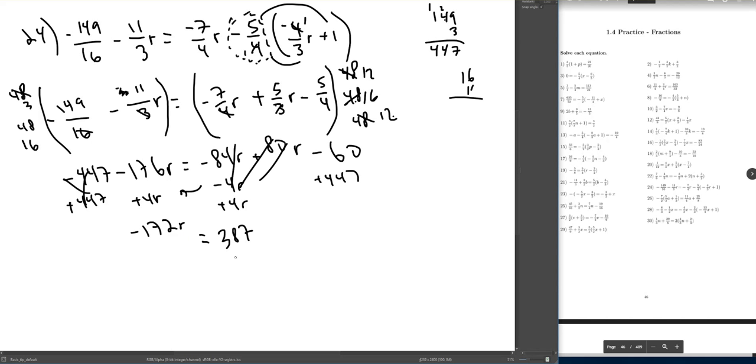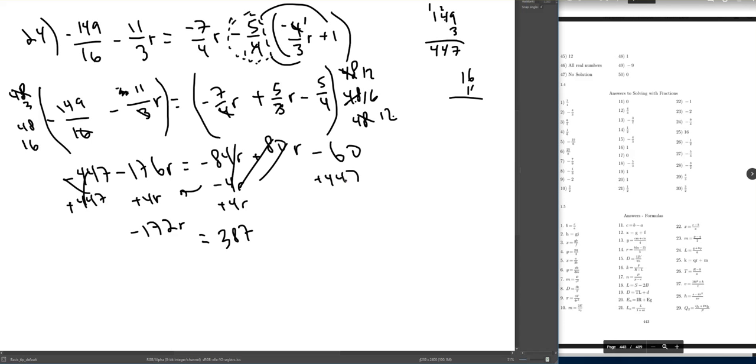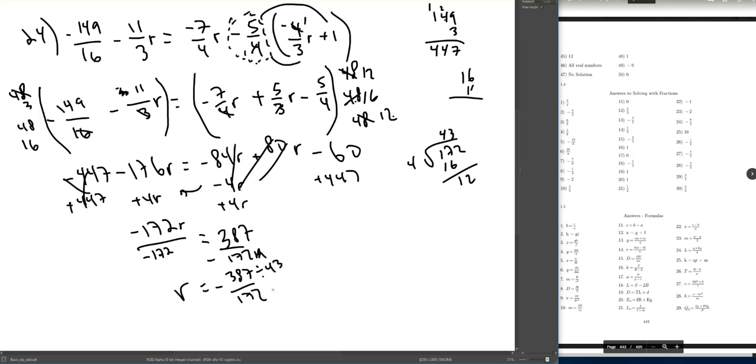Okay. Now the solution is negative 9 over 4. Negative 9 over 4. Well, let's divide by 172. Negative 172, and I get r equals negative 387 over 172. I am clueless as to why I'm getting that answer. I'm not getting negative 9 over 4. Or maybe I should get 9 over 4. Hold on. If I do 172 and I divide by 4, I get 43. If I divide both sides by 43, will that give me the answer?